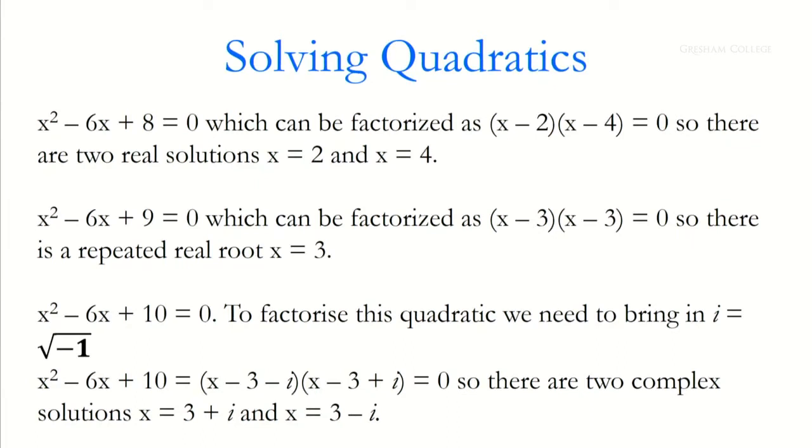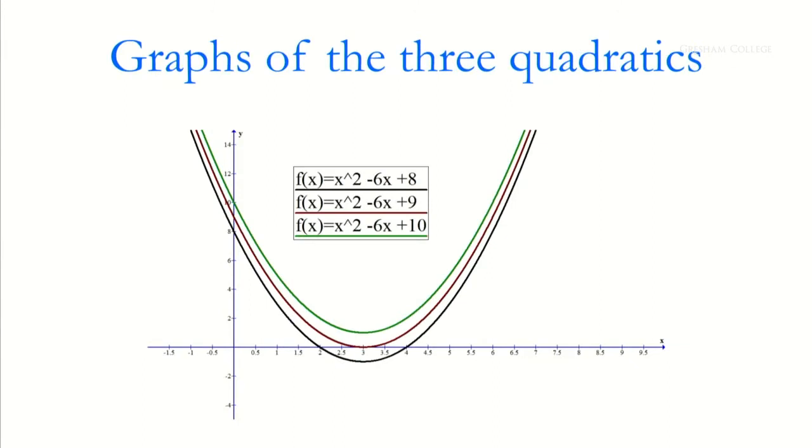And we can get an idea of what's going on. I think it's helpful if you do the graphs of these three quadratic equations. The lower one was the first one, which had two real roots. The one in the middle is the one that had the repeated real root, and the one at the top is the one that has the two complex roots.